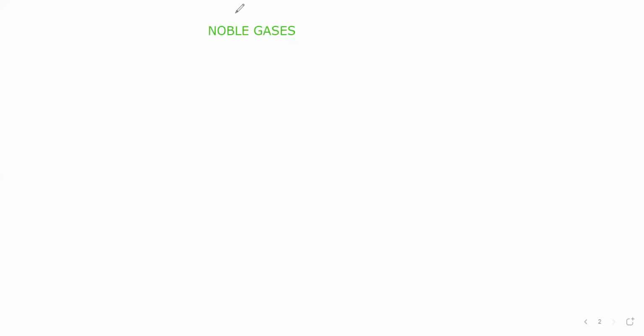Let us start with the noble gases. These noble gases come under group 18 as per IUPAC; as per the European system, they are group 0. What are the elements in this group? Helium, neon, argon, krypton, xenon, radon.